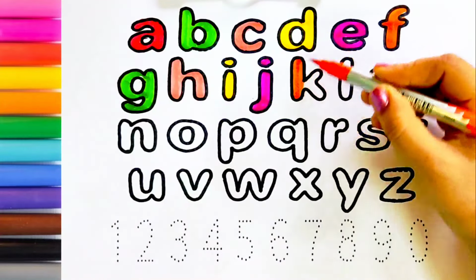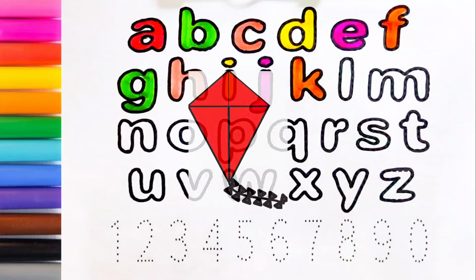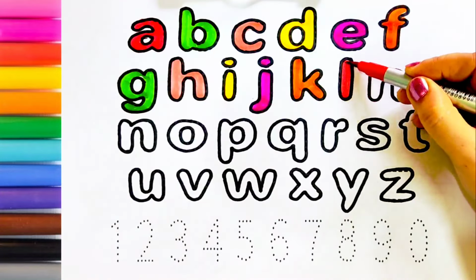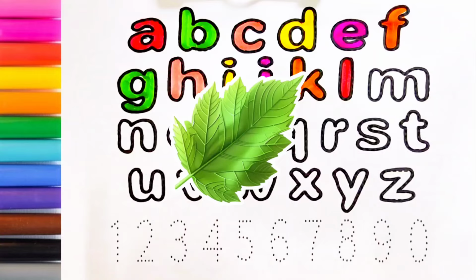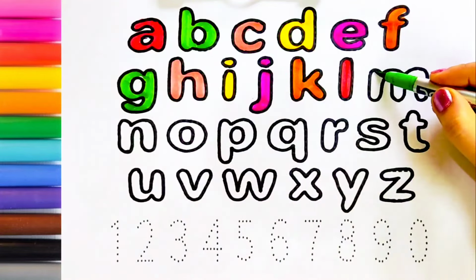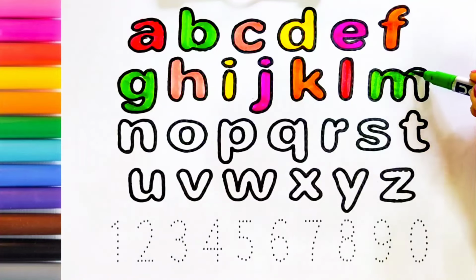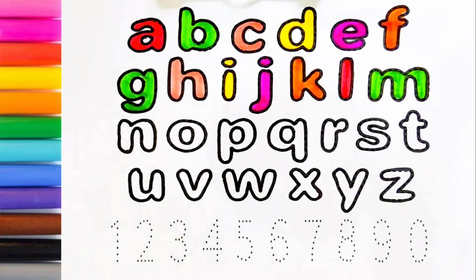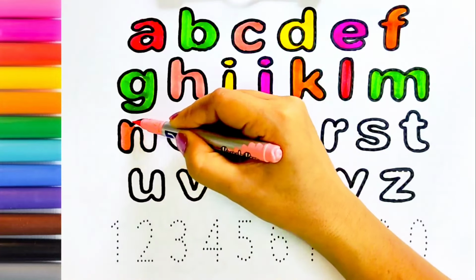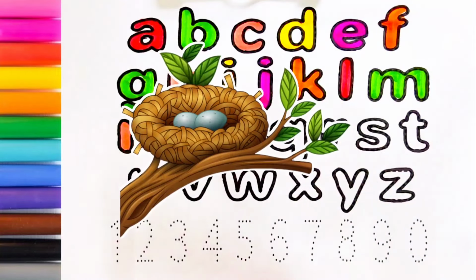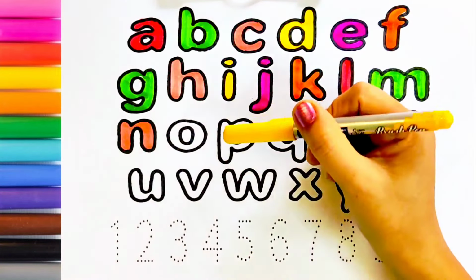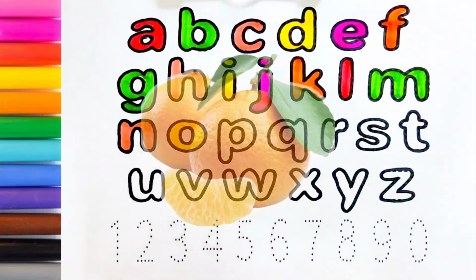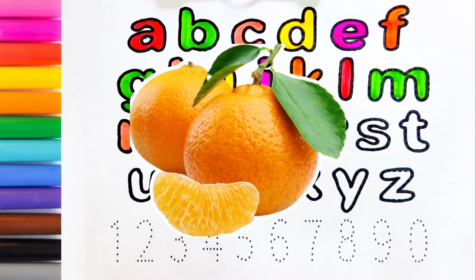Orange color K. K for kite. Red color L. L for leaf. Light green color M. M for monkey. Peach pink color N. N for nest. Yellow color O. O for orange.